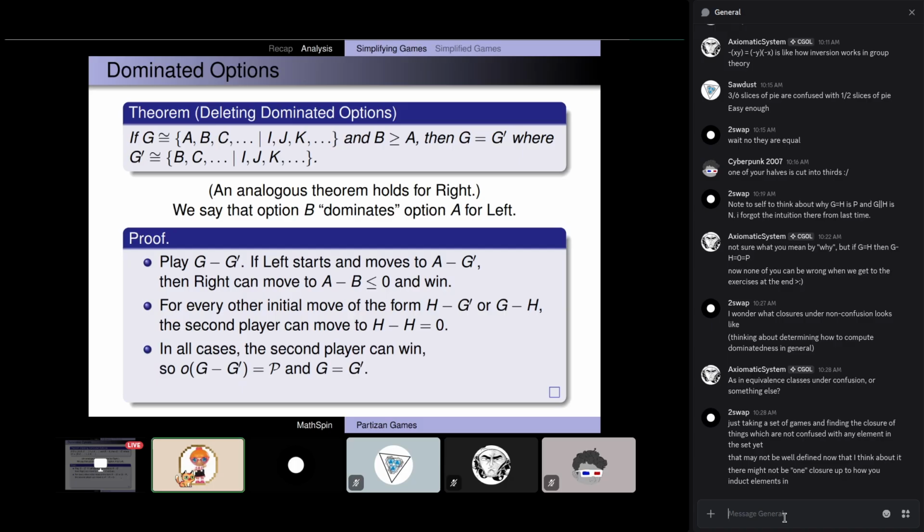In fact, in star plus star, left can move to star and right can move to star, so there's only one option on both sides. So of course there's no way for one option to dominate another, because there's only one option for left and only one option for right. So I guess this isn't a theory of everything for how to determine equality. No such luck.